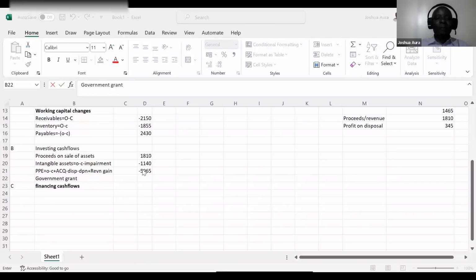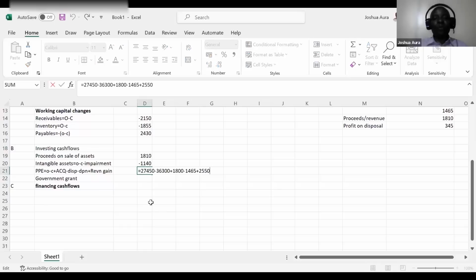Great. NBV, remember it is NBV. We are subtracting this NBV of 1465 because it's an asset that was sold. Click on the formula. Just 1 minute. Click on this formula. I can even make it F2 for you to see it very well. So we have opening minus closing plus acquisitions in the year minus the asset that was disposed.